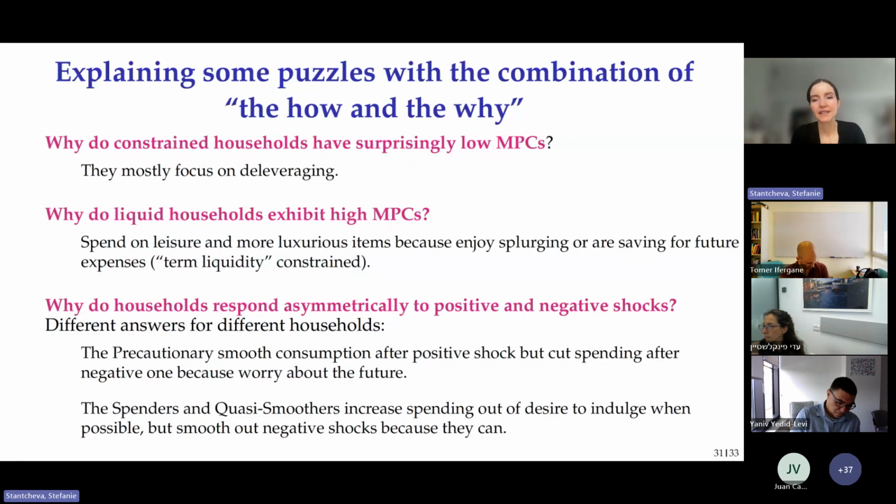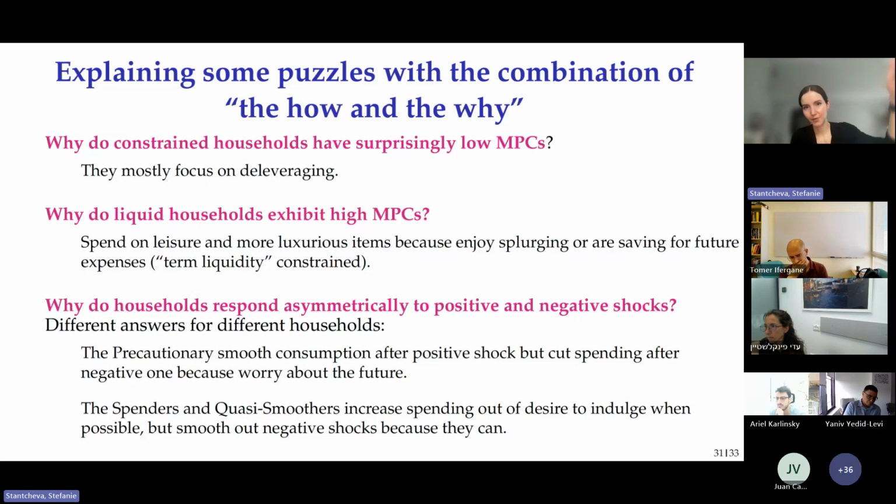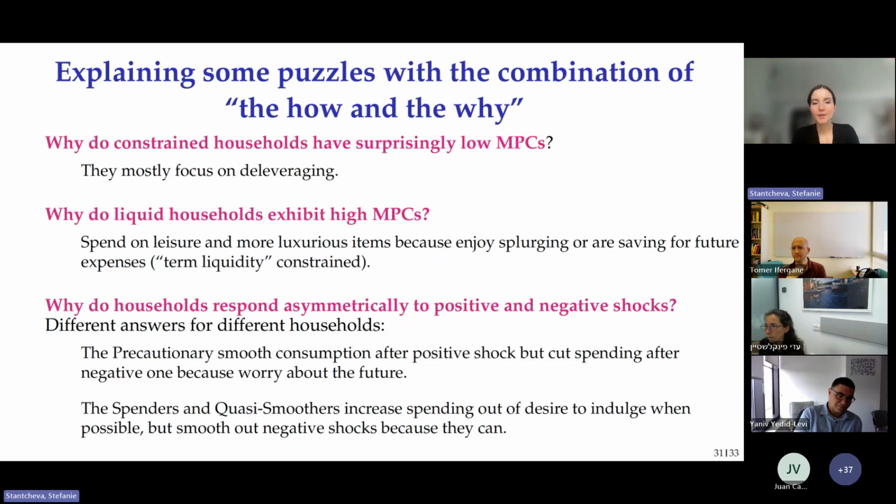And we see in the data, and you can see it in more detail in the paper, that they tend to spend on leisure and more luxurious items because they enjoy splurging, or because they're saving for big expenses in the future. And so they're effectively not liquidity constrained today, but they're term liquidity constrained. Basically, they know that there's something big coming up for which they need to save, so extra cash is actually relaxing their term constraint. Another puzzle is, why do households respond asymmetrically to positive and negative shocks?